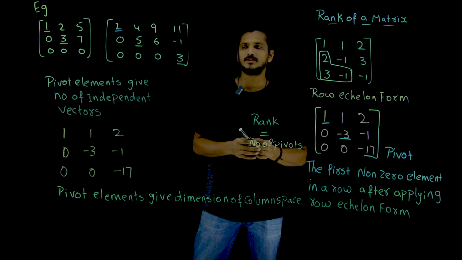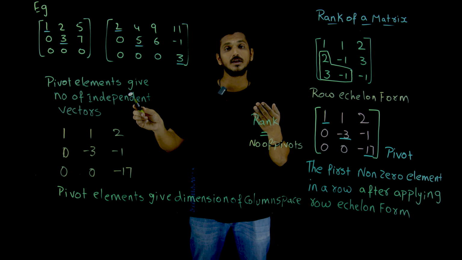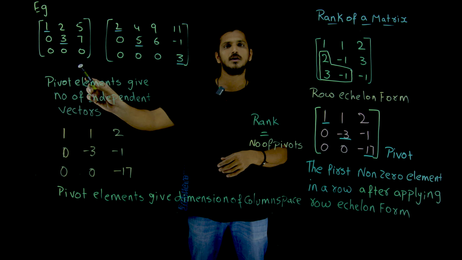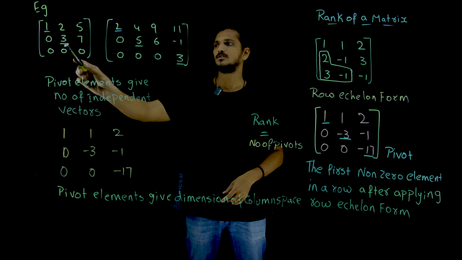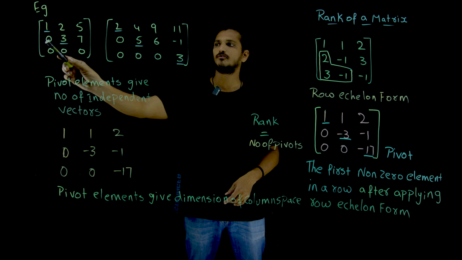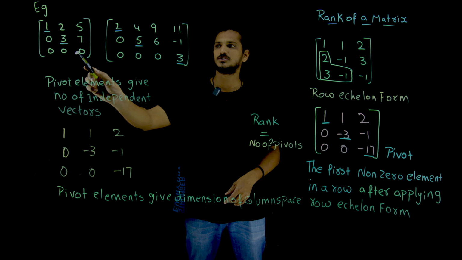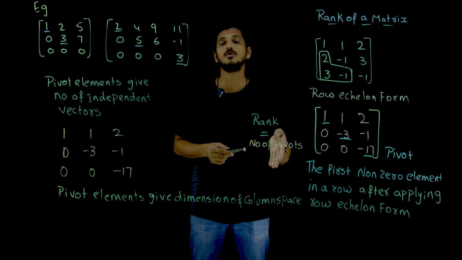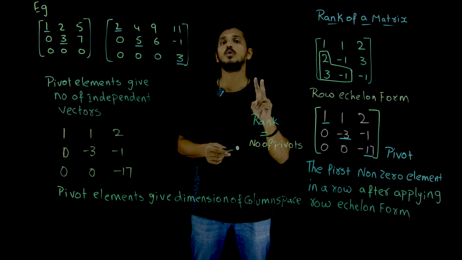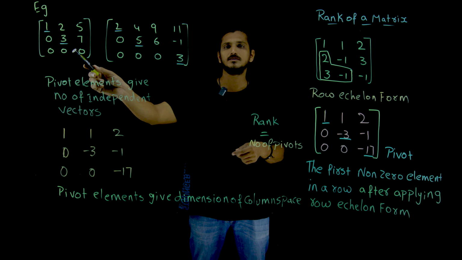We do some practice examples. Suppose you take a matrix X. After converting it into row echelon form, this is what we obtained. How many pivot elements are there in this? The first non-zero element is 1. This is a pivot element. The first non-zero element in this row is 3. This is a pivot element. In the last row there is no non-zero element. So how many pivot elements are there? 2 pivot elements are there. What is the rank of this matrix? 2.